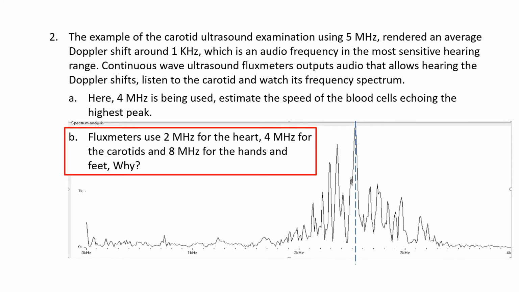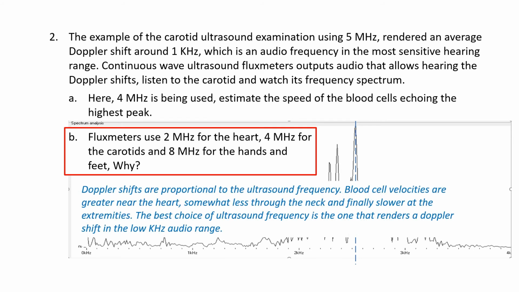Question B. Here's the answer for the frequencies 2, 4, and 8 megahertz. Doppler shifts are proportional to the ultrasound frequency. Blood cells' velocities are greater near the heart, somewhat less through the neck, and finally slower at the extremities. The best choice of ultrasound frequency is the one that renders the Doppler shift in the low kilohertz audio range.